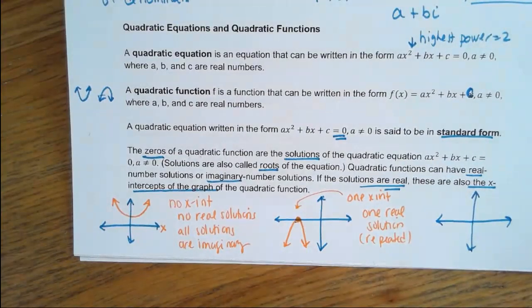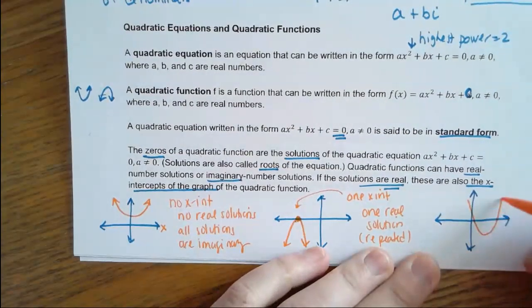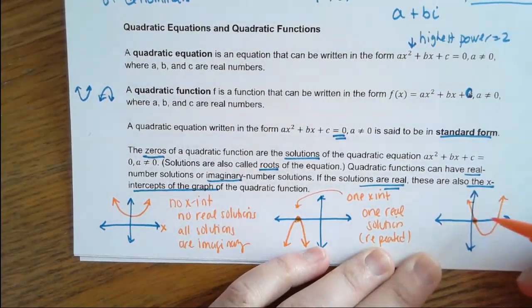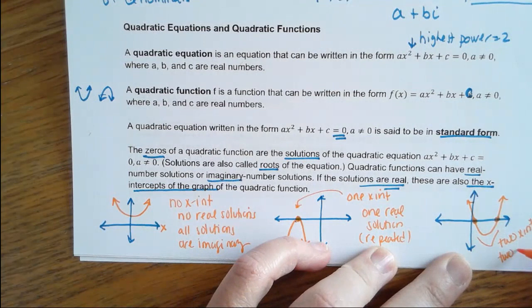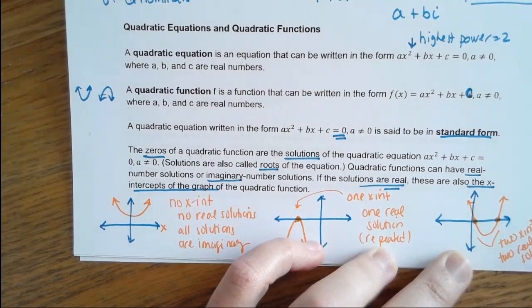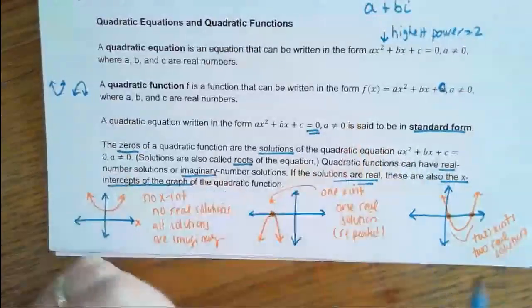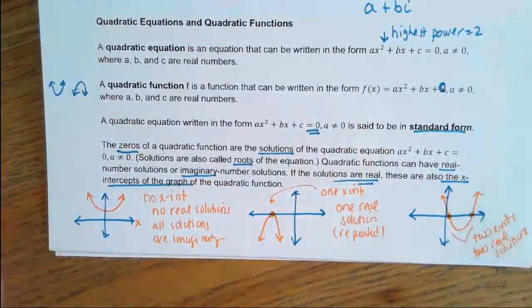And then, of course, the other thing that could happen is you hit the x-axis twice. So you have two x-intercepts, and that means that you have two real solutions. And they are different, right? So they're not the same. There are two different points. So there are two different solutions. And those x values of the intercepts correlate to the actual solutions.